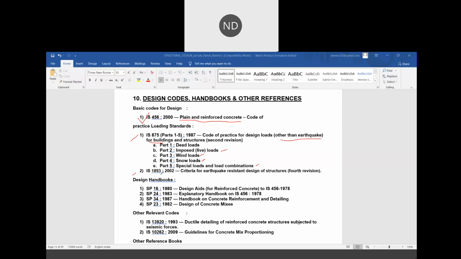The next IS code is IS 1893 2002. This is the criteria for earthquake resistant design of structures, the fourth edition. This was also for your earthquake loads, but it had a revision. This one was a second revision, so some specifications were changed, since we advance technologically and there are some changes which we need to follow.